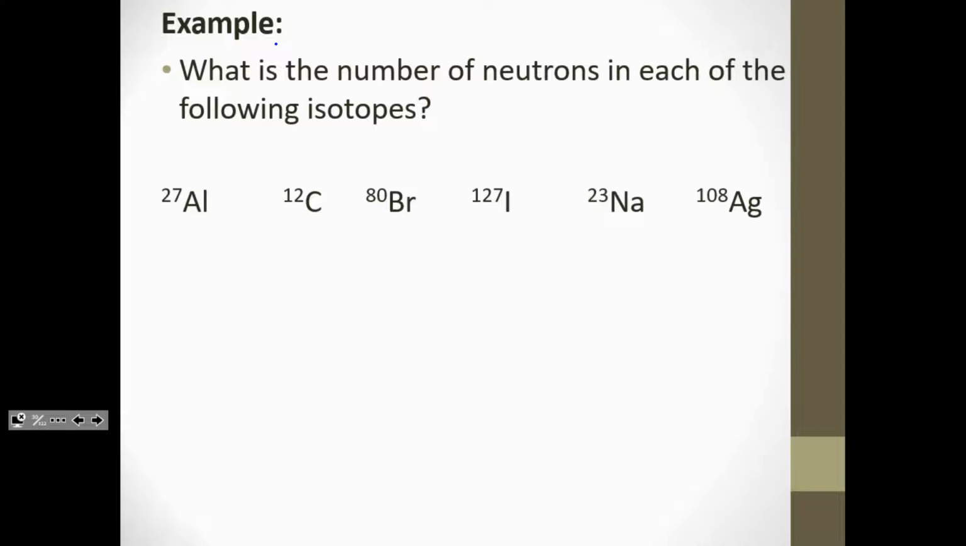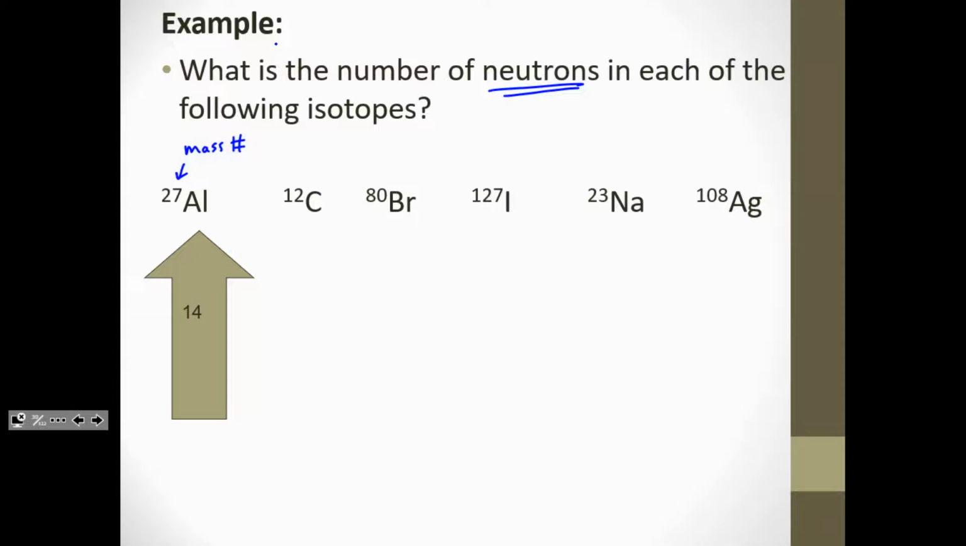What is the number of neutrons in each of the following isotopes? Well, what I've given you are the elements, and I've given you all the numbers on the top, which again are the mass numbers. So what you have to do is look at your periodic table and figure out how many of each there are here. So aluminum, it's 14, but let me walk you through that.